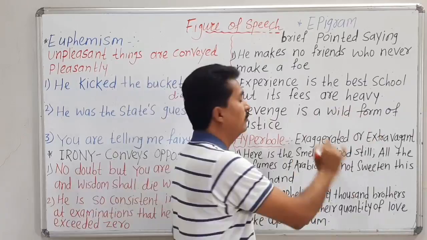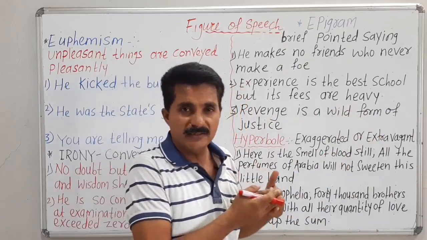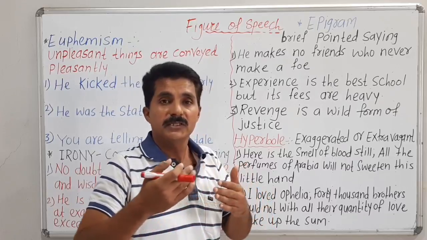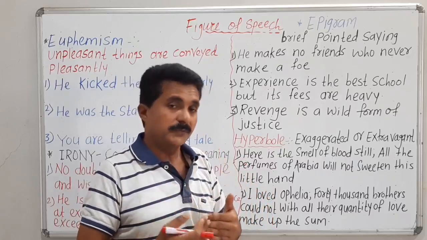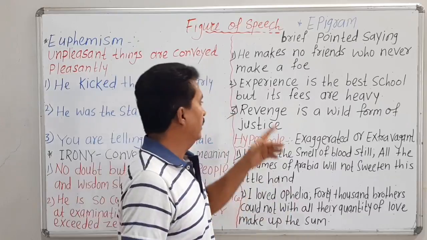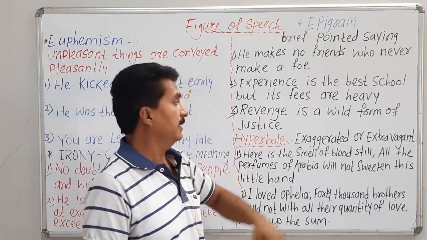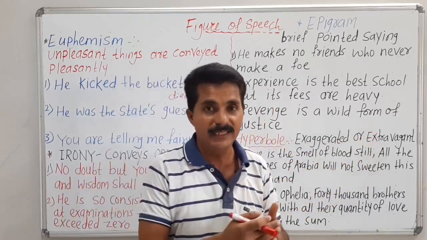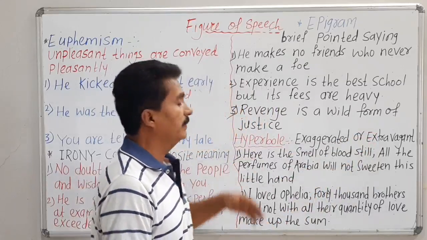Revenge is a wild form of justice. Immediately this sentence attracts our attention. If we don't get justice, people go ahead and take revenge, and that revenge is also a kind of justice, but it is a wild form of justice because it is not legal. Got it? Next example, hyperbole.